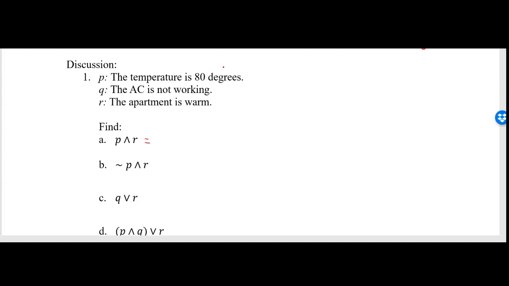Well, it says P, that would be, and I'm going to abbreviate so I don't have to write so much, the temperature is 80 degrees, and, because that's the and symbol, remember, the apartment is warm. That's how we would write that out using those symbols. In other words, what do these symbols mean? They represent this.